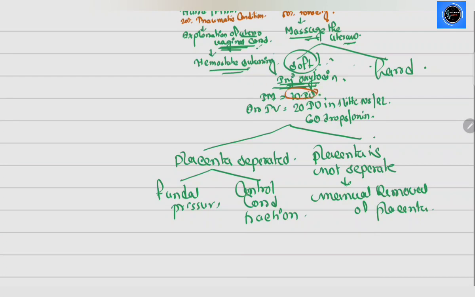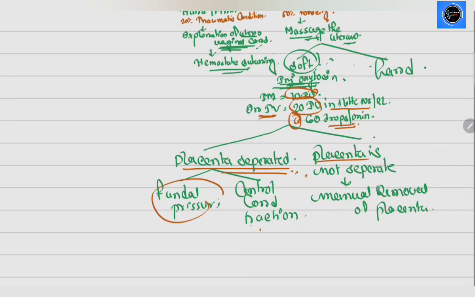But when you give this oxytocin through the IV, you can give 20 international unit in 1 liter NS or RL, and the flow rate is 60 drops per minute. After that you can check the placenta. You can check whether this placenta is separated or not. If the placenta is separated, fundal pressure or controlled cord traction can be performed.